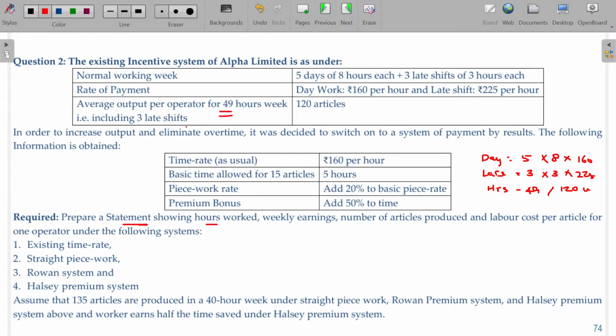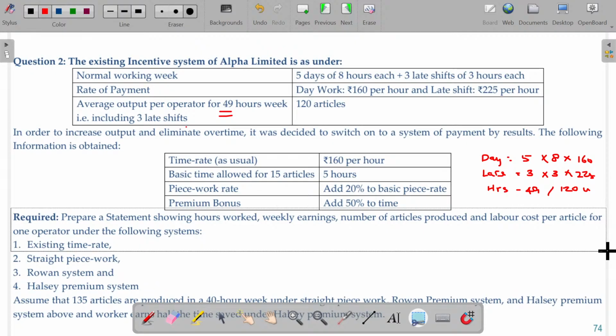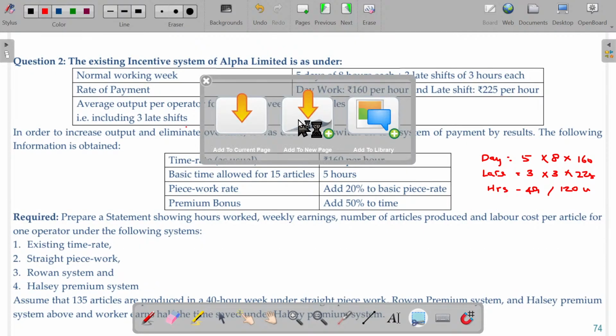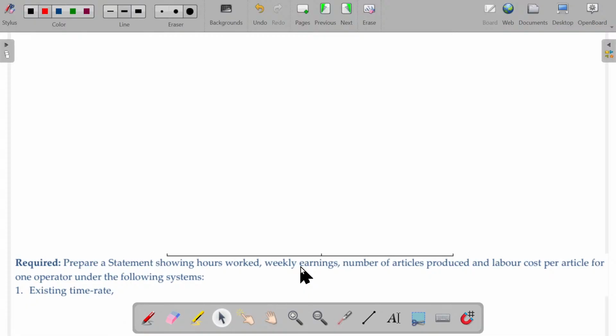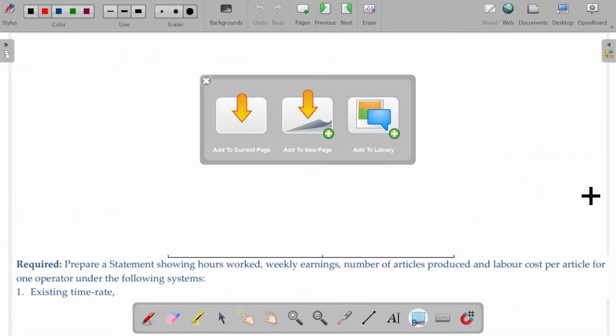Prepare a statement showing the hours worked, weekly earnings, number of articles produced, and labor cost per article for one operator under the following schemes. We'll start with the first one, which is nothing but the existing time rate. I'll finish up the existing time rate, which is the basic one, first of all.